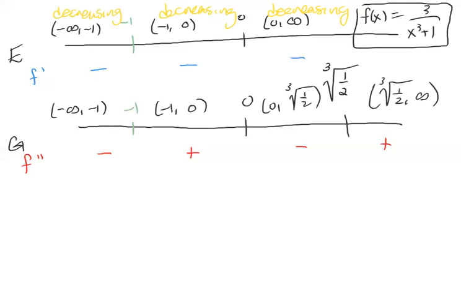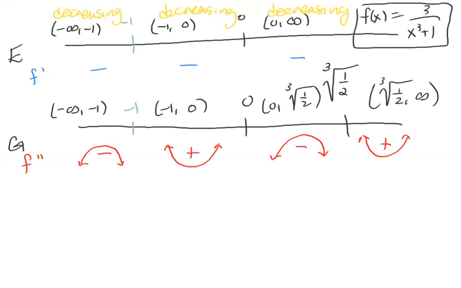Now let's go on and finish up part G. I need to figure out, first of all, is the graph concave up or concave down in each interval? I know because the sign of the second derivative is negative in this interval, it's concave down there. Because the sign of the second derivative is positive here, it's concave up there. Concave down here, second derivative is negative. Concave up here, second derivative is positive.